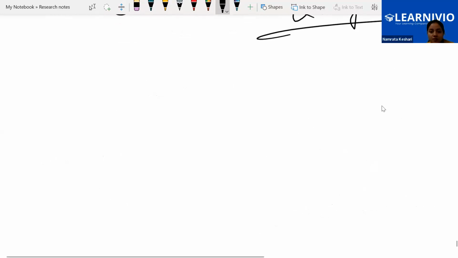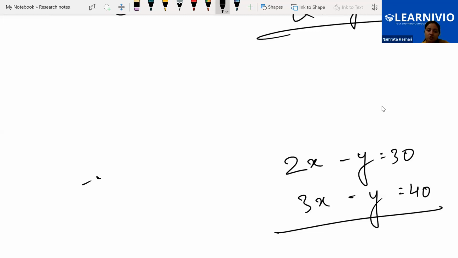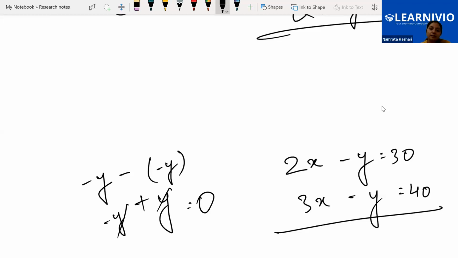What about this case? Let's say we have 2x minus y is equal to 30 and 3x minus y is equal to 40. Aisha and Arya, are we going to add these two or subtract these two? Subtract. Let's check. Minus y, minus of minus y. Yes, we have to subtract them.